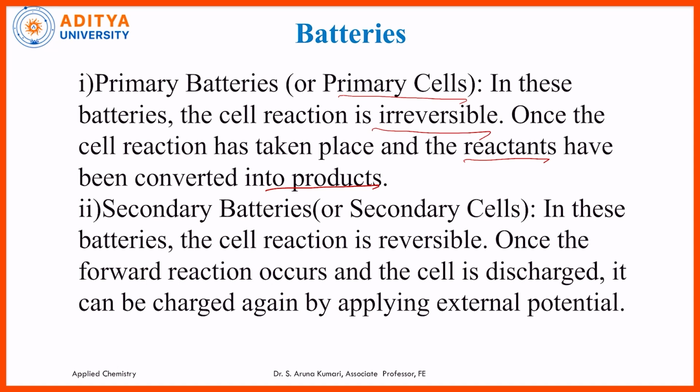Let us see what is a secondary battery, which is also known as a secondary cell. In these batteries the cell reactions are reversible. Once the forward reaction occurs and the cell is discharged, that is, during the giving of electrical energy, the forward reactions are taking place. It can be charged again by applying an external potential. So, after it discharges electrical energy, we can make it charged again by applying external potential.